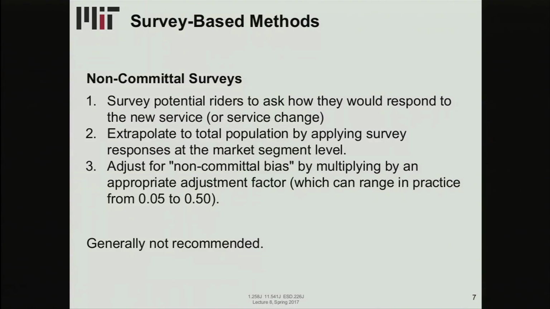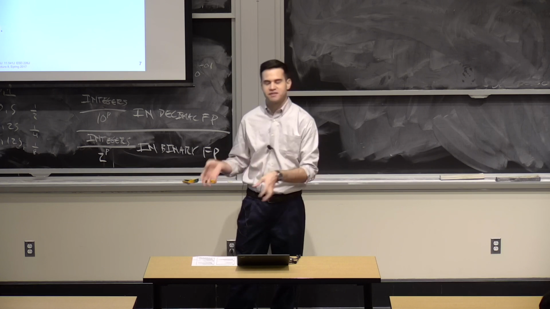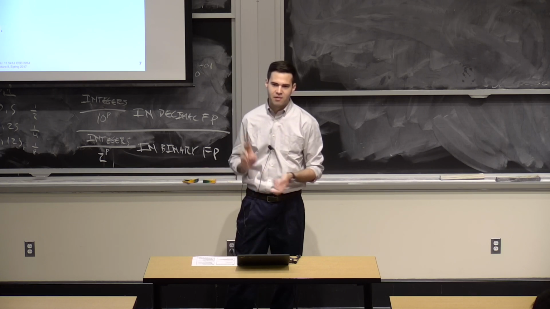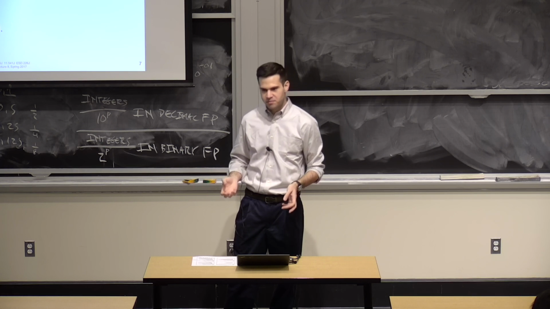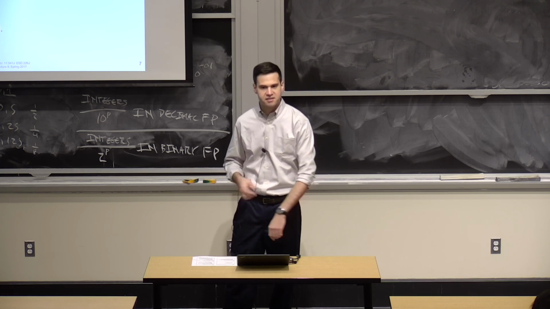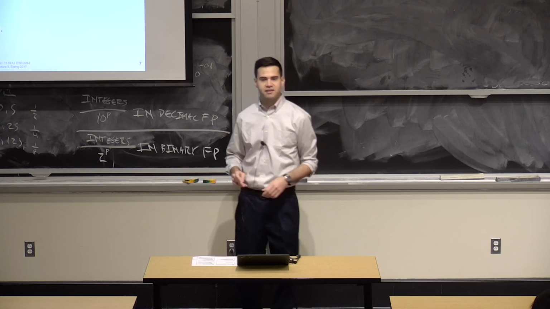So what ends up happening is that there's an adjustment factor for the non-committal bias, and this is where professional judgment comes in. So you do have some survey technique, but at the end you need this fudge factor. You multiply by anywhere between 5% and 50%. And what that specific number is depends on the specifics of the problem, who you surveyed, how many people you surveyed, the experience of the person conducting the study. Any questions on non-committal surveys?